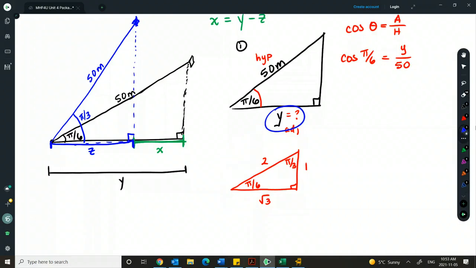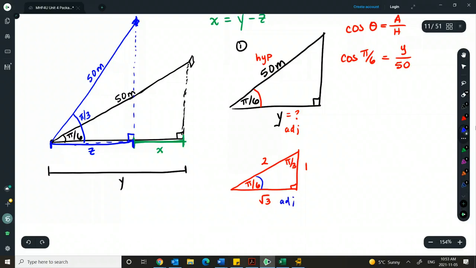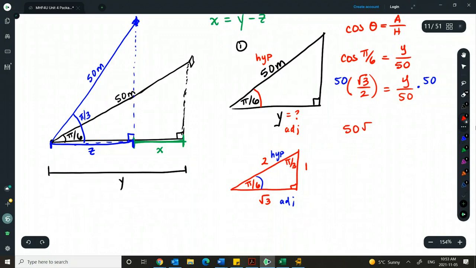I can also do it by setting up an equation. So if I were to set up an equation and put in the ratio for adjacent and hypotenuse of cosine, I can actually plug this right in. Cos of pi over 6 is just root 3 over 2. And then I can just isolate for y by multiplying up the 50. It should reduce to 25 root 3 either way. Okay, so I would get 50 root 3 over 2, and then 50 divided by 2 is 25.